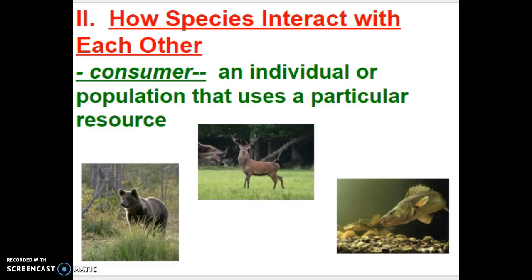We can take all organisms in the ecosystem and place them into two general categories. A consumer is an individual or a population that uses a particular resource. In other words, these animals will consume or eat something in order to get their energy.